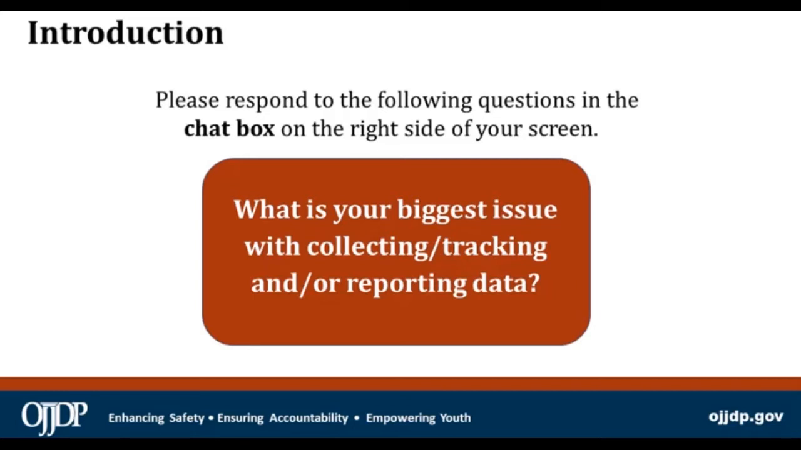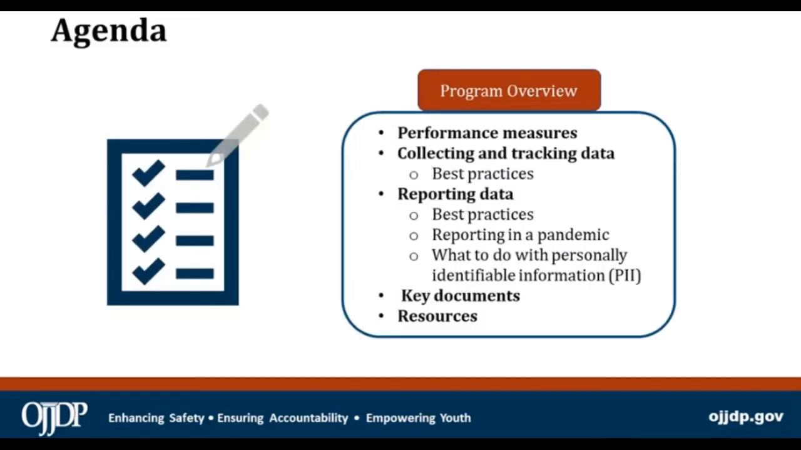The agenda for today includes the following program overview: performance measures, collecting and tracking data and best practices, reporting data and best practices, as well as reporting in a pandemic and what to do with personally identifiable information, also known as PII, will be presented. Lastly, we will review key documents and resources. As we progress through the training, all website links mentioned during the training will be presented to you in chat and also provided to you in your copy of the presentation to be emailed to you later this week.